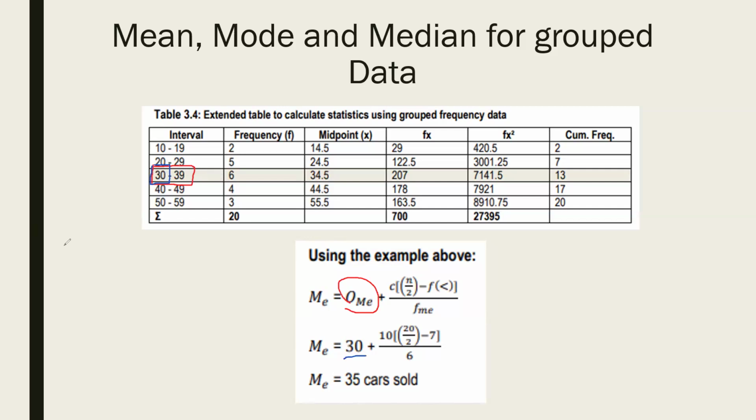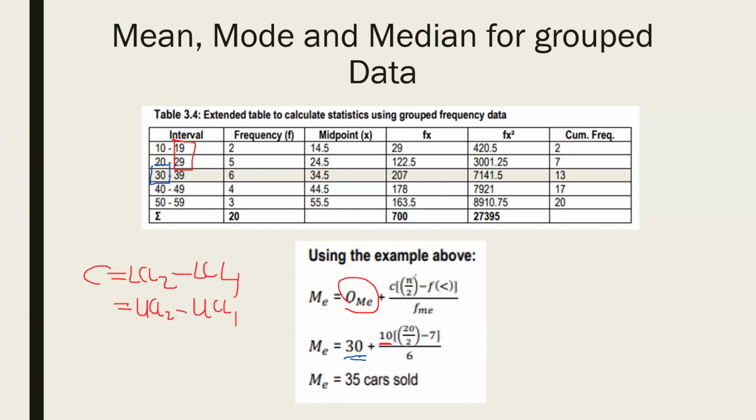So OME, it's this value here, the lower limit of the median class. That's why there's a 30 there. Then what is C? We say that C can be either LCL2 minus LCL1, or UCL2 minus UCL1. You can take either of those two. So here I'm taking these two: 29 minus 19, you get 10. That's why there's a 10 here.